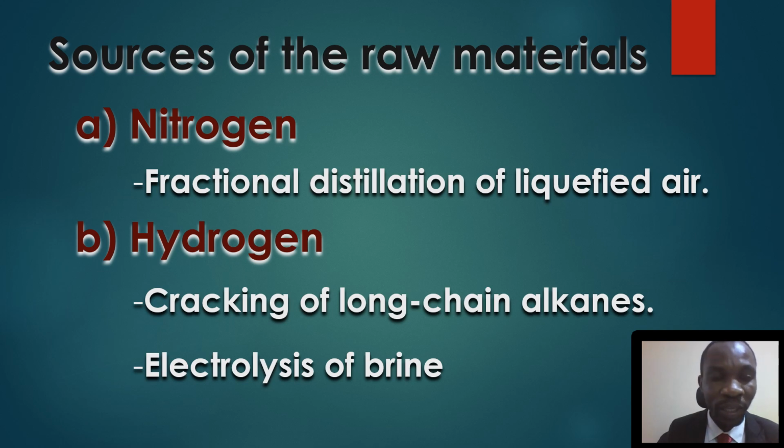So in short, the sources of the raw materials: nitrogen is from fractional distillation of liquefied air. Hydrogen, you can get it from cracking of long chain alkanes and electrolysis of brine.